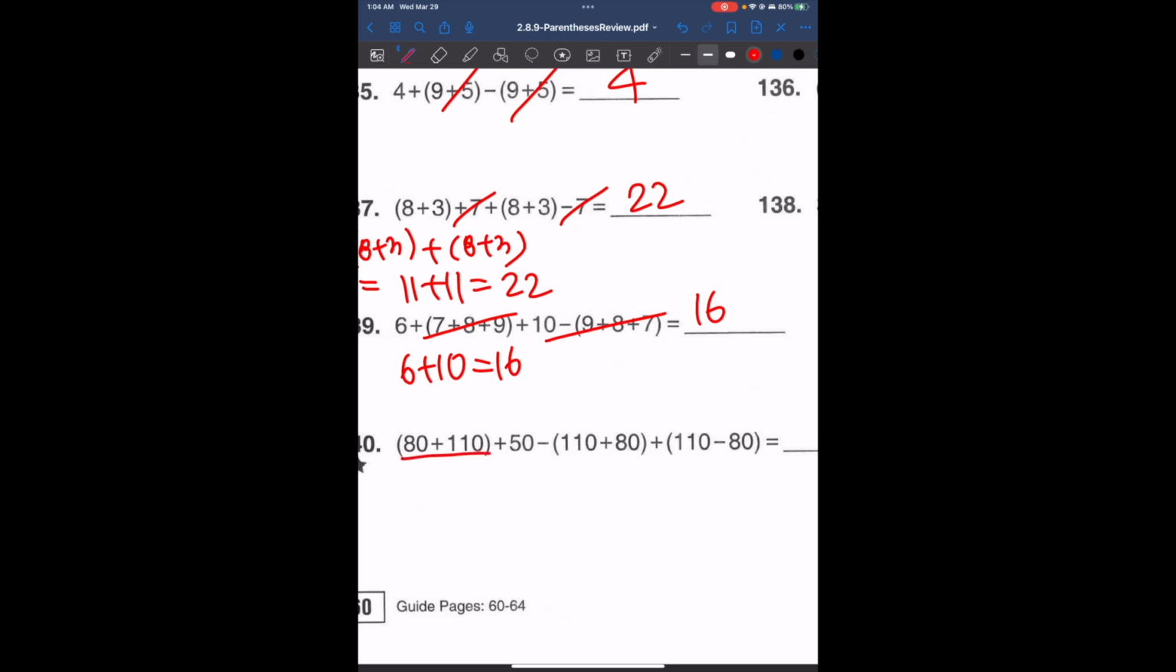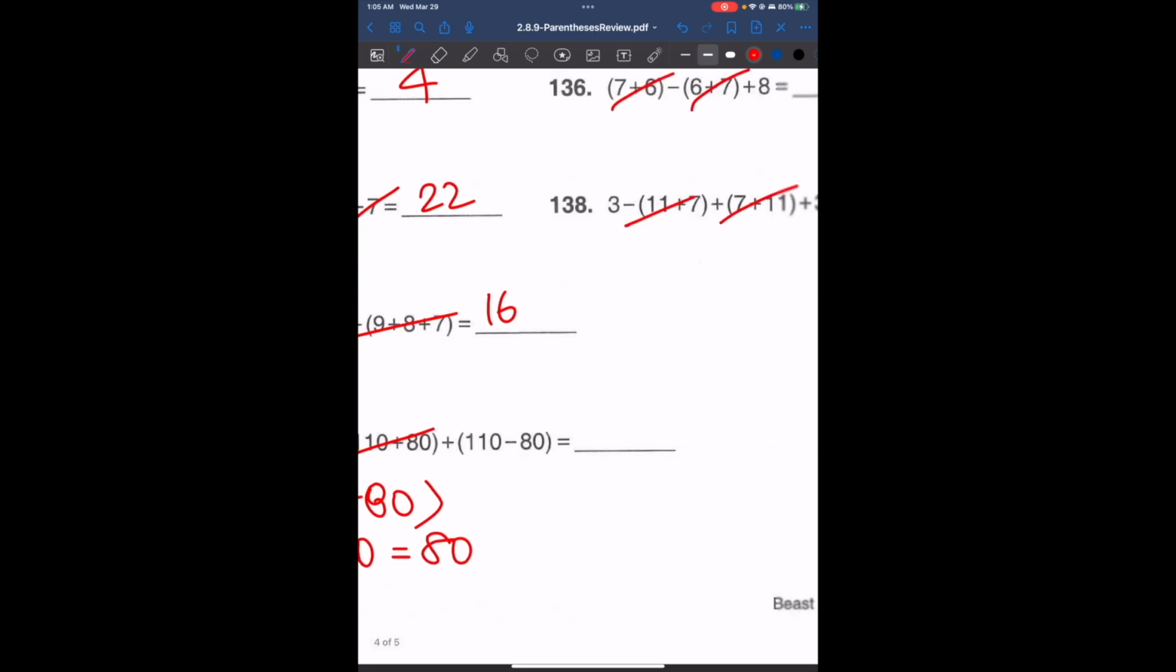Now, this one is a positive, this one is a negative. So we can cancel the parentheses out. So we have 50 plus 110, parentheses 110 minus 80. So that is going to be 50 plus 30, which is equal to 80.